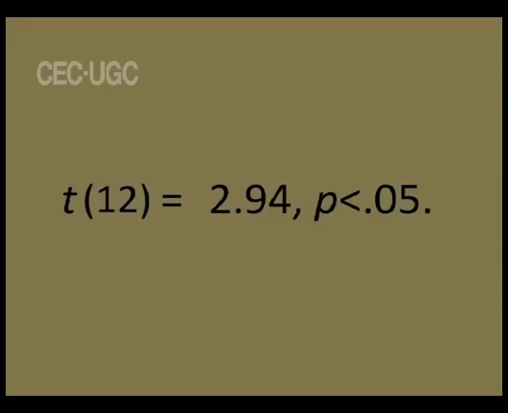And how do we represent the result we obtain from the t-test? We write it as follows. A small t followed by brackets in which we write the degrees of freedom. For this example, we had found that the degrees of freedom would be 12. And so we write t followed by 12 in brackets is equal to 2.94, comma p, which represents the level of significance. So p is less than 0.05.